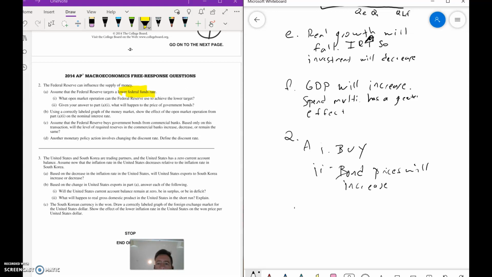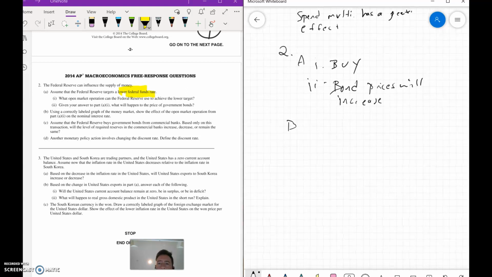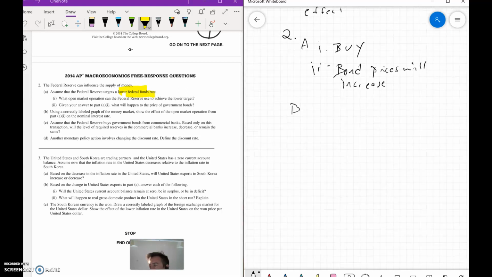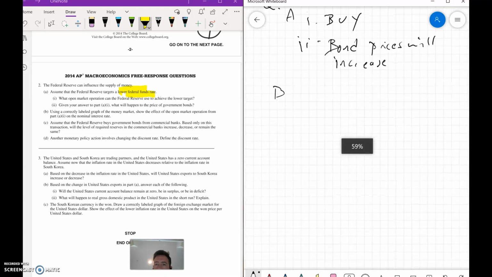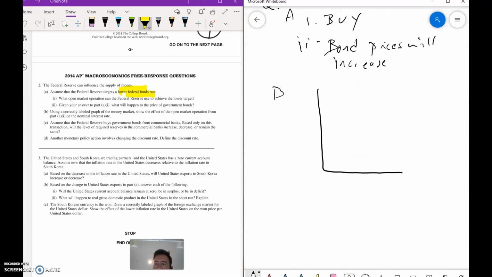Okay. B, you have to draw the graph. So let's draw the money market graph. We got Q money, nominal interest rate. We're going to put money supply in here. And we have the demand for money. We'll label this ME and label this RE. Make that nominal a better N.